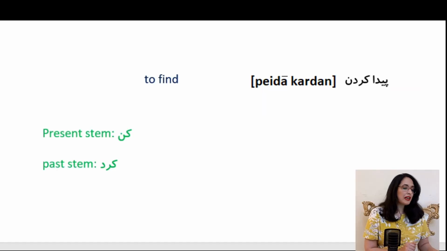And the last verb is پیدا کردن. To find. Present stem کن and the past stem کرد. Also, پیدا کردن is a compound verb. You can see it consists of two words, پیدا and a simple verb کردن.